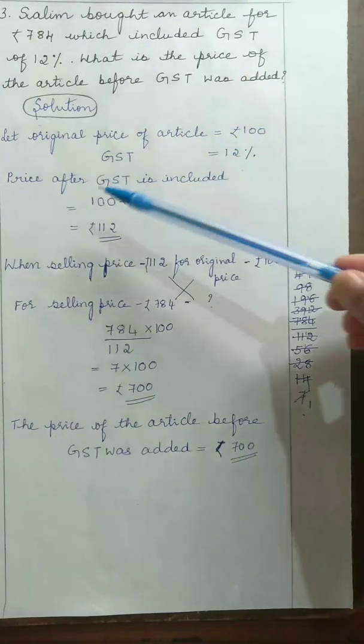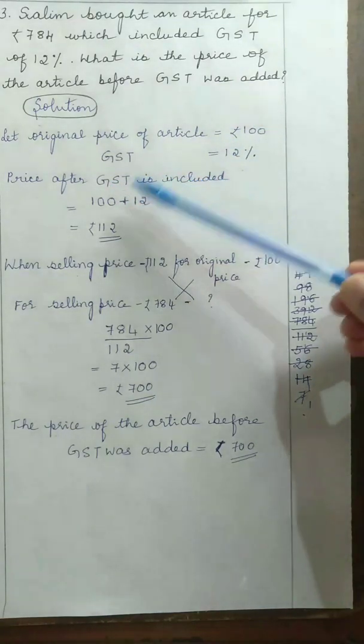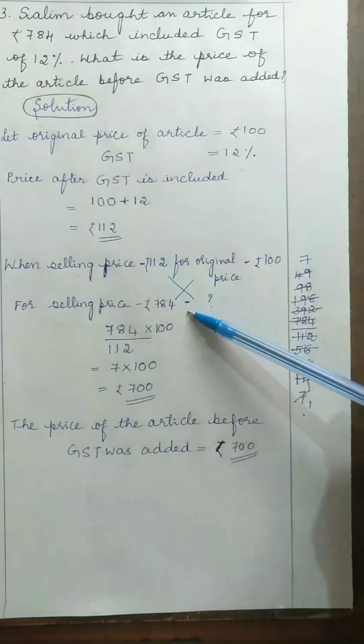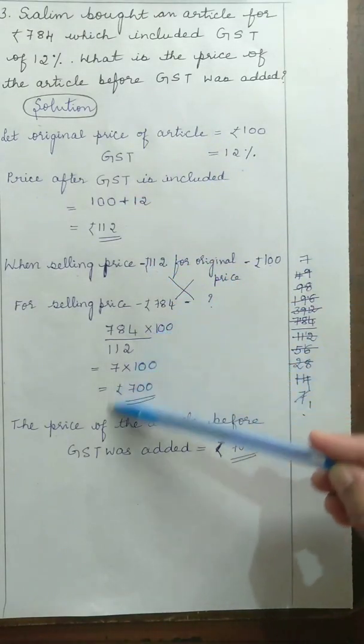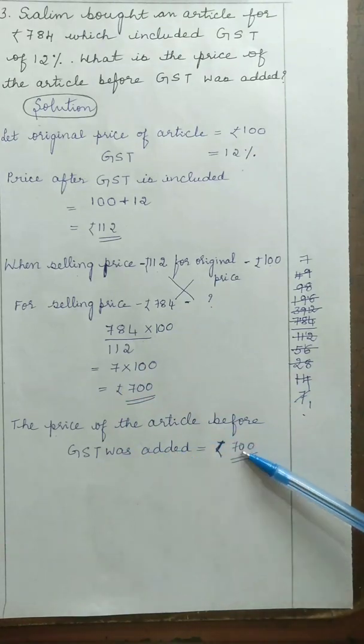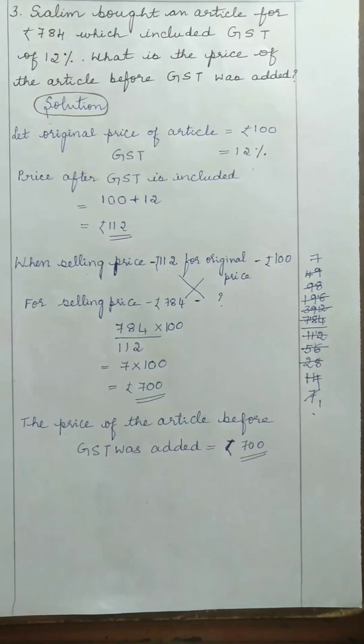Then the price after GST is included, we will calculate 100 plus 12. We got rupees 112. Then with this method, we found out the price of the article before GST was added. It is rupees 700. This is the method of solving the third problem.